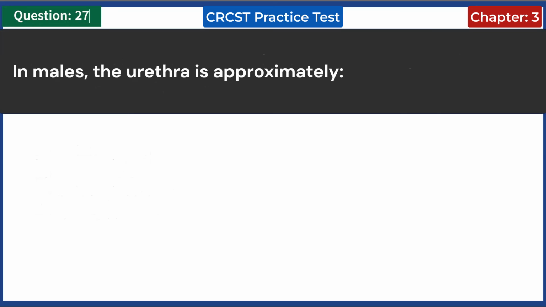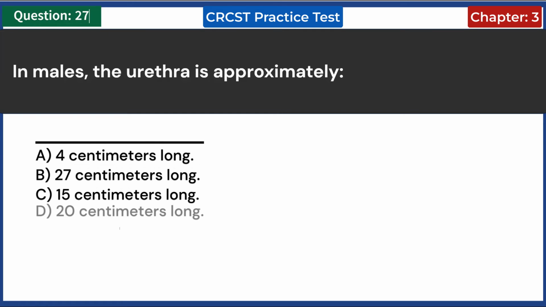In males, the urethra is approximately: A. 4 cm long. B. 27 cm long. C. 15 cm long. D. 20 cm long. Answer: D. 20 cm long.